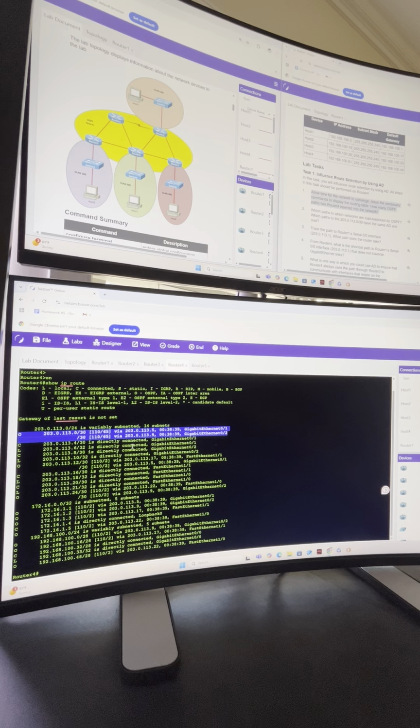So this is 2 because we can see that it's going to load balance over both of these next hop IP addresses. So that's 2 of them. We have another one right here. So that's 3.